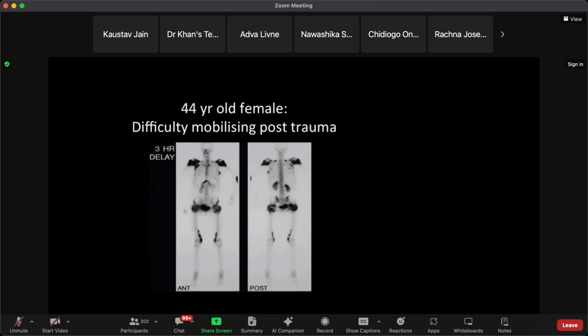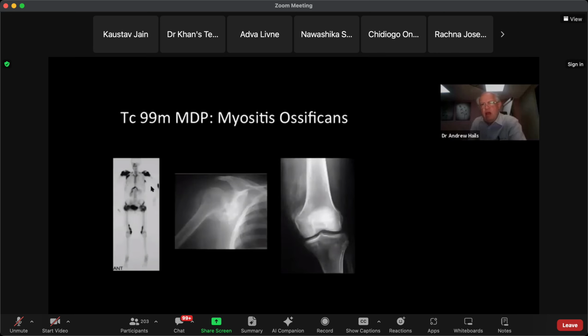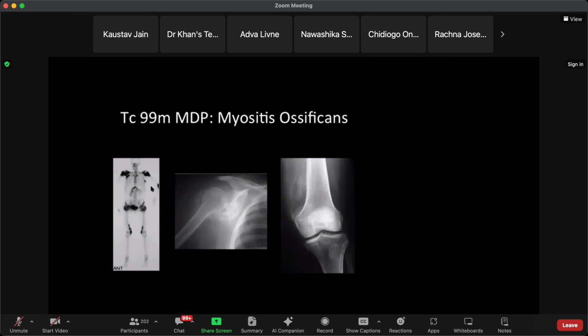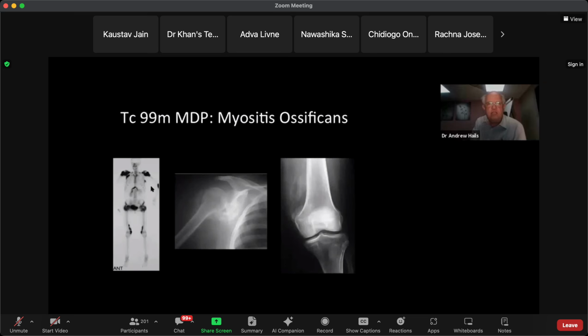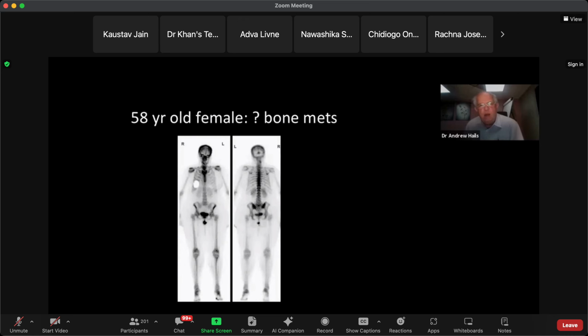I think that's quite a good idea. It's in quite a few different areas. Then you tend to get increased uptake, blood flow, blood pool, delayed bone phase images. But this wasn't that. Anywhere where you can get calcification, you get increased uptake. I'm not saying you should have got that. Now, any idea about what this is?